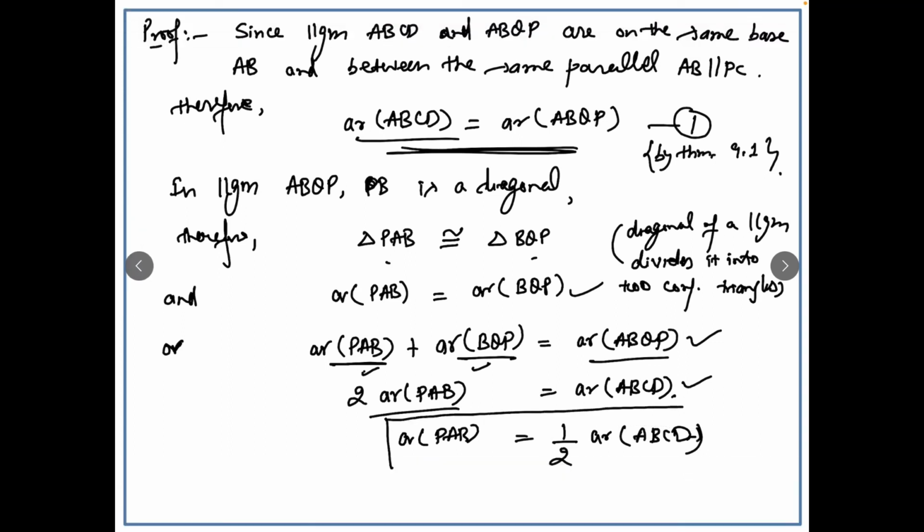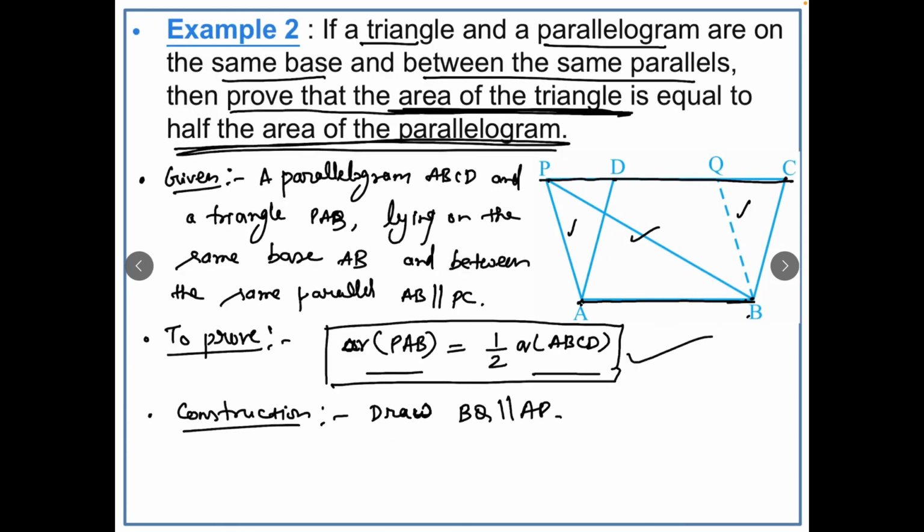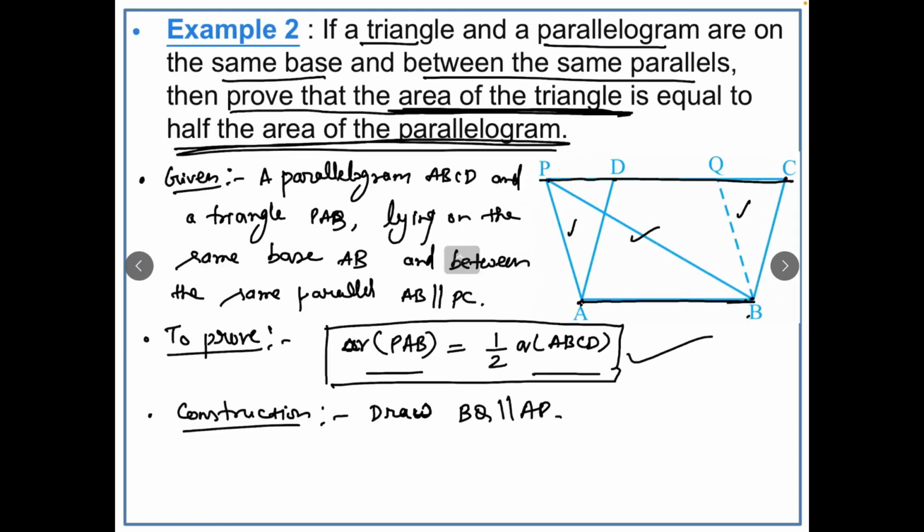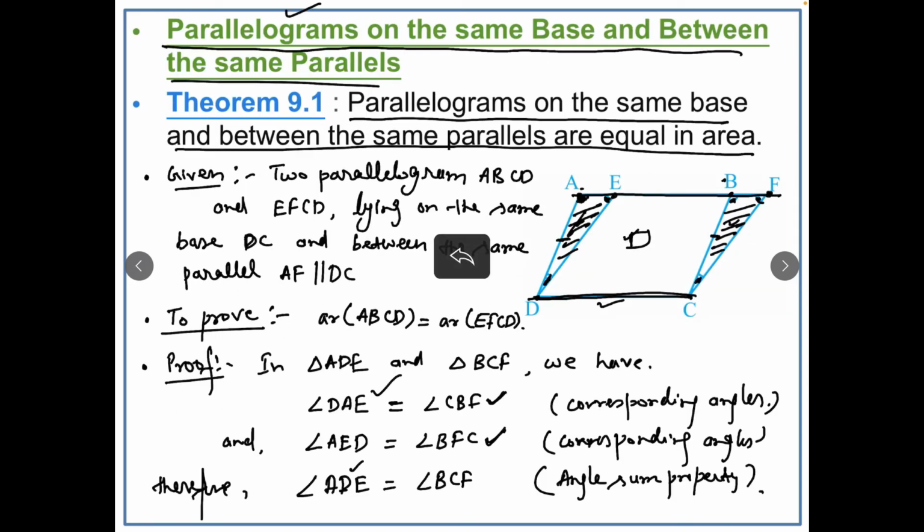So that's what we were asked to prove, that the area of triangle PAB is equal to half the area of parallelogram ABCD, and we have proved this. With that, we have completed example number 2 and theorem 9.1. Before exercise 9.2, we are going to use this theorem and the example in exercise 9.2, so you have to practice this in order to understand it better.